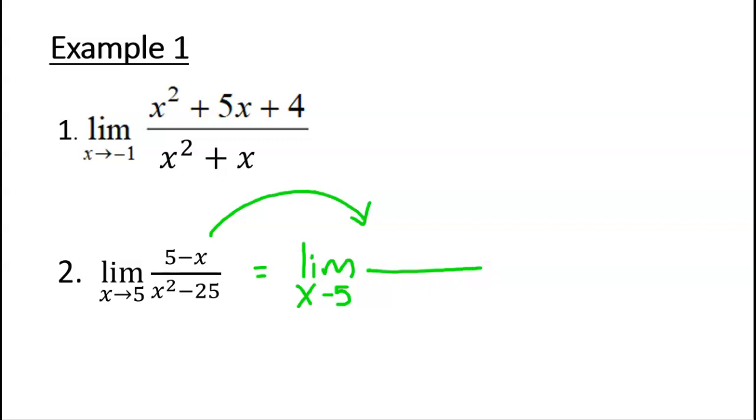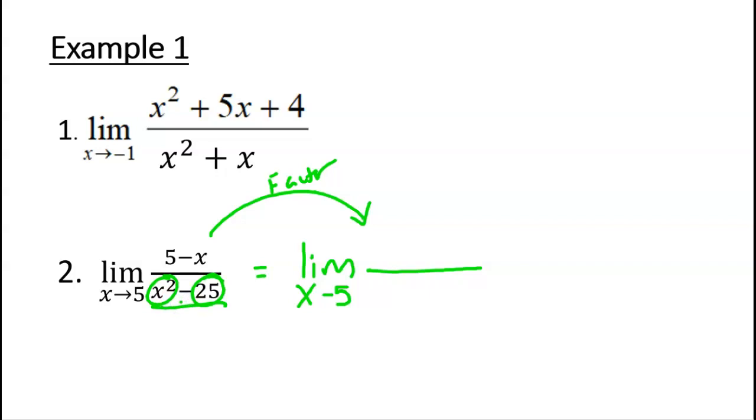Okay, now I'm going to start with the bottom on this one. This is what we call a difference of squares. We have two perfect squares. The square root of x squared is x, and the square root of 25 is 5, and a subtraction.